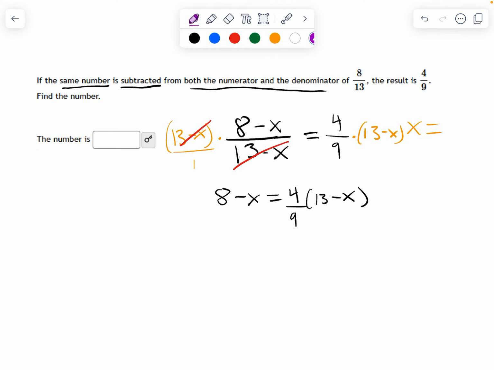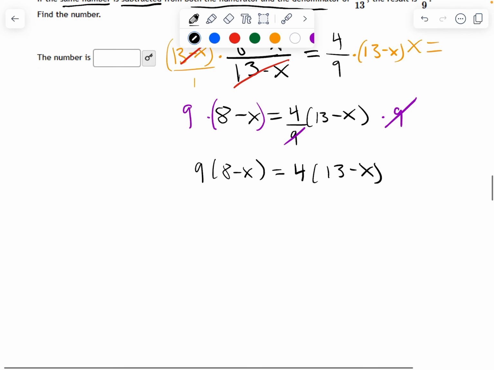Now, if we want to make our lives a little easier, I would also clear that fraction on the right. I would just times by 9 both sides. Don't forget to distribute parentheses there. So that would cancel, and we're left with 9 times 8 minus x equals 4 times 13 minus x. And there we go. All fractions are cleared, and this makes it a little easier for solving.